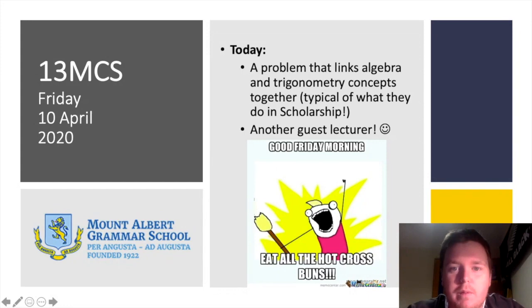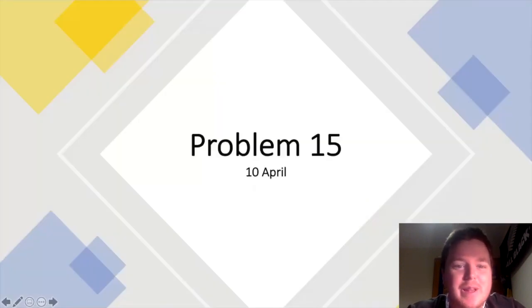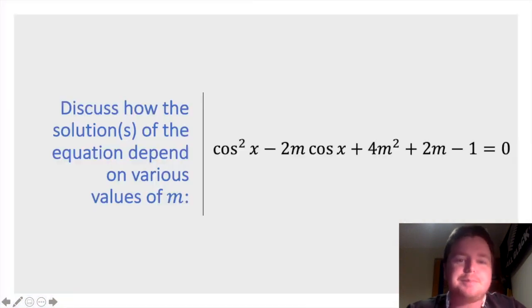Today's problem we're going to look at links algebra and trig concepts together, which is quite nice and typical of what scholarship questions often do. We've got another guest lecturer, which is great for me, and he does a very good job of explaining the problem. So here it is.